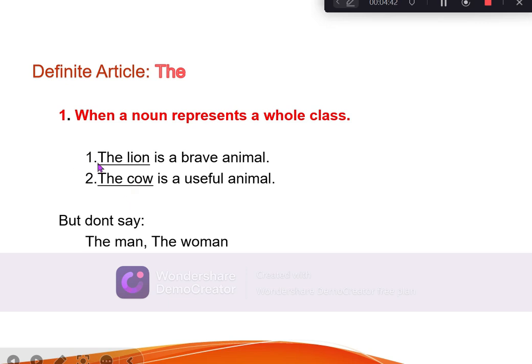By using the with these words, it gives us the sense that lion means the whole family of lions, and cow means the whole family of cows. So whenever a noun represents the whole class of the family, it is used with the article. But don't say the men, the women. It is wrong to say the men, the women. Simply say man, woman. It means the article is not used with man and woman.